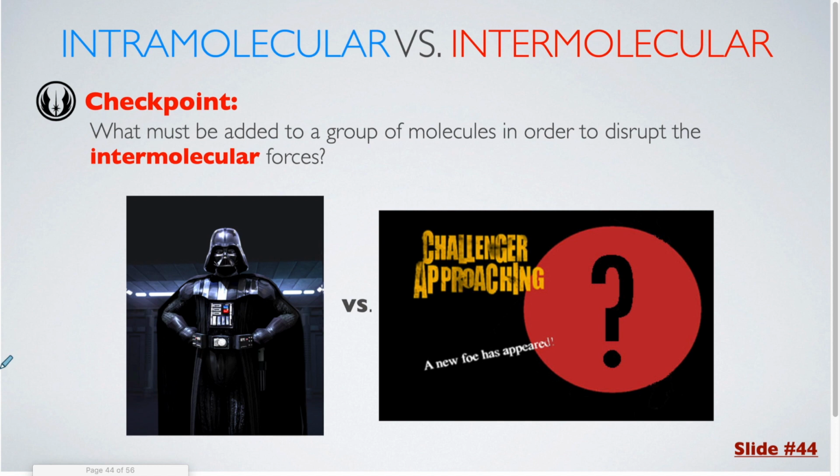All right, for our checkpoint, what must be added to a group of molecules in order to disrupt the intermolecular force? So if we go back to the example I was talking about before, we're talking about the force that would connect one water molecule to the one next to it. And if you think about it, how do we separate water molecules from each other? How do I get ice to turn into liquid water or liquid water to turn into steam? I'm separating these molecules out away from each other, and the answer is heat. So we use heat energy in order to separate our molecules and disrupt these intermolecular forces.